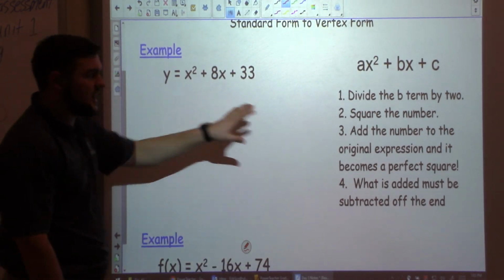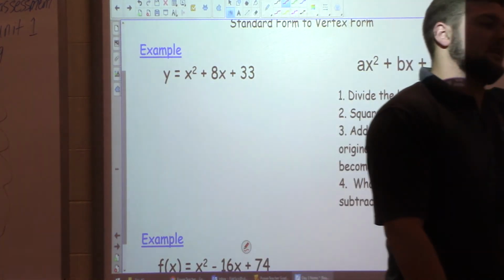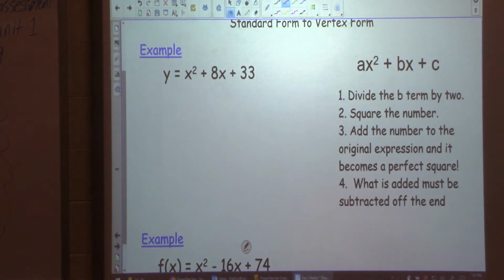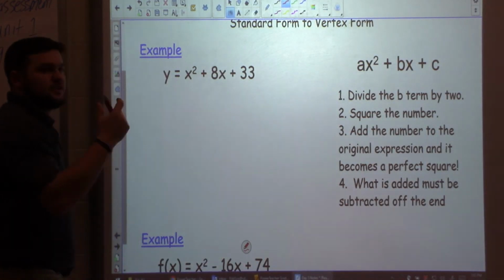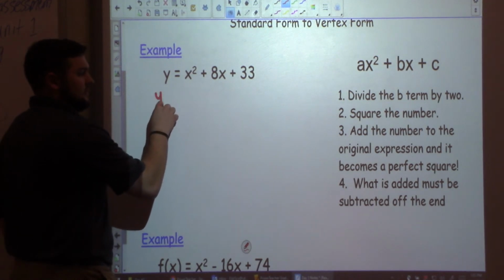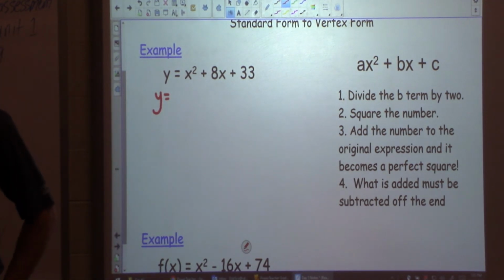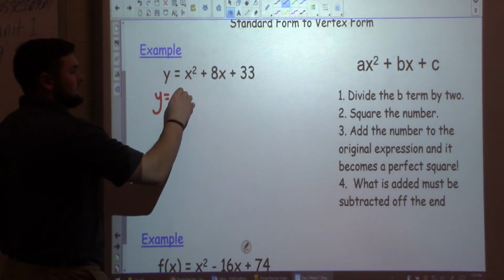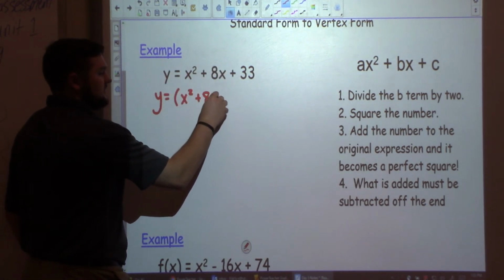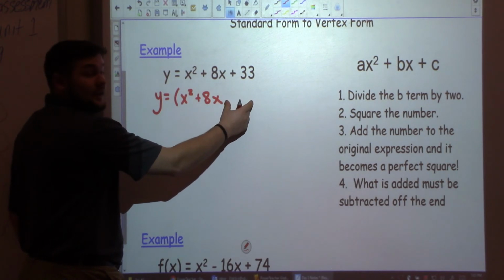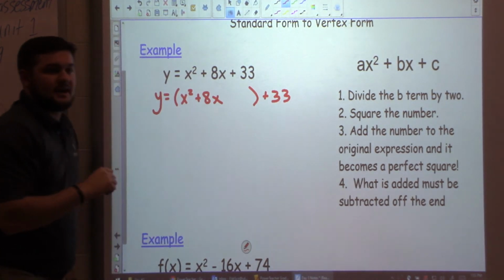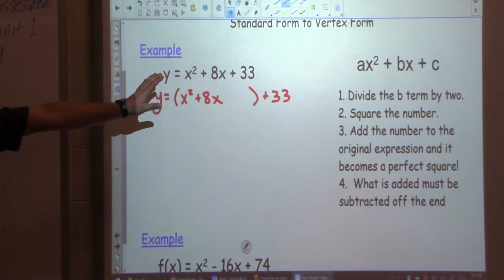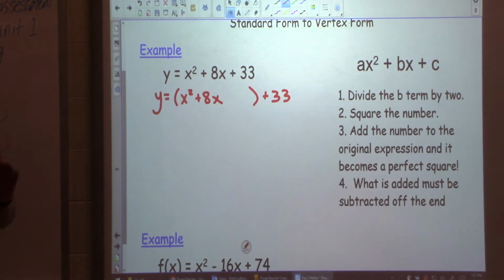Alright, so here are our steps. We're going to divide the b term by 2. We're going to square the number. We're going to add that number and subtract it. Now, I like to do a step before all that. The first thing you should do with every problem, changing from standard to vertex, is rewrite it. We're going to put the x squared and the x term in parentheses: x squared plus 8x, and I'm going to leave a blank here. Then a parenthesis over here, and add 33 on the outside. Because my equation hasn't changed yet, has it? I just changed how it looks, right?